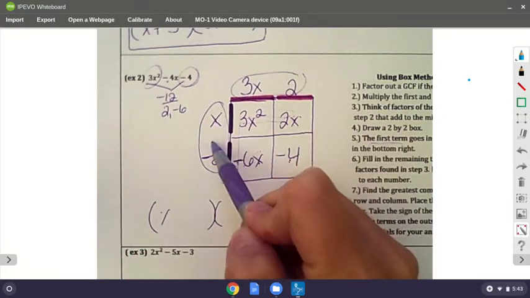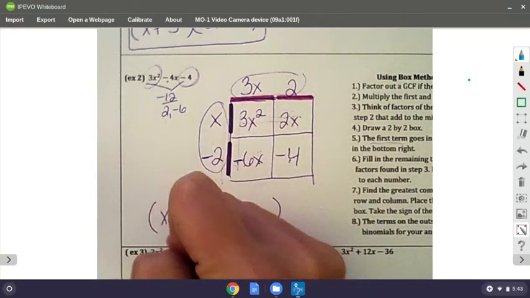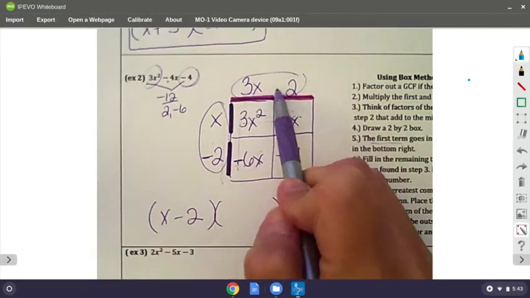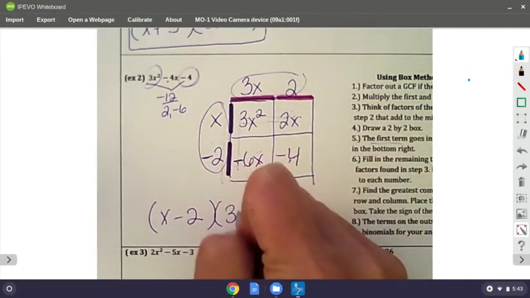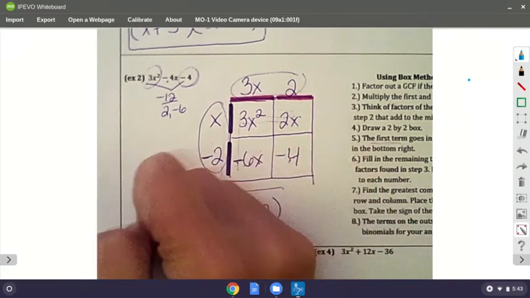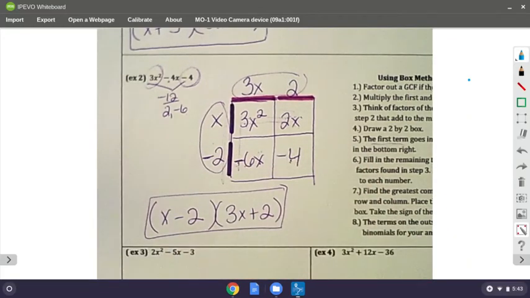I have x minus 2 is one of them, and then 3x plus 2 is the other. And that's your answer. And if we did this in method 1, it would be the same exact thing. When I see you in class, I'll have some of you do one method and some of you do the other. You'll get the same thing. So those are the two methods.